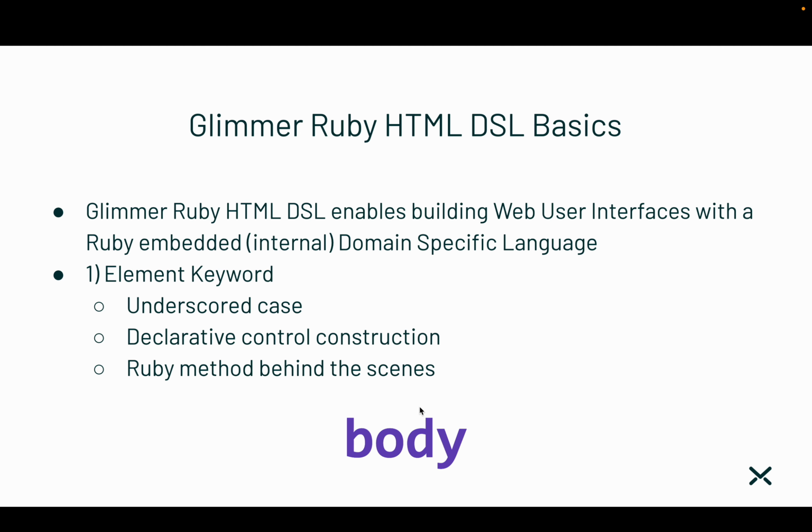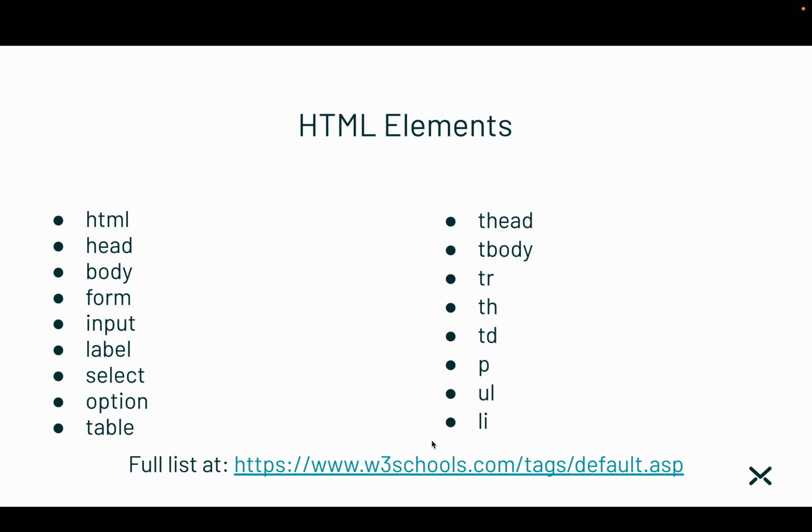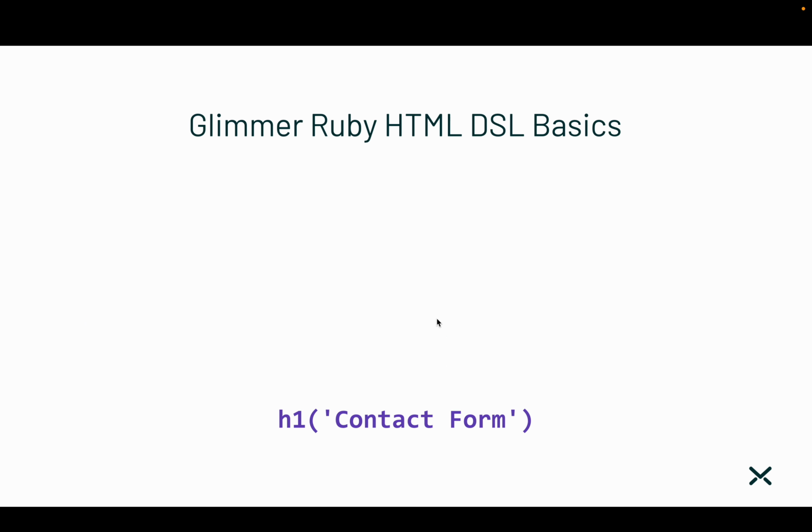It could be html, head, body, form, input. Anything that's supported in HTML is supported in Glimmer. Option, select, table, t-head, t-body, tr, th, td, etc. Obviously, the full list is online. Oh yeah, and also custom components like contact form, contact table. I can create my own keywords as well and add them to the DSL. The DSL supports automatic expansion with new keywords once you declare your own custom components. You can find the full list online, but all of them are supported.